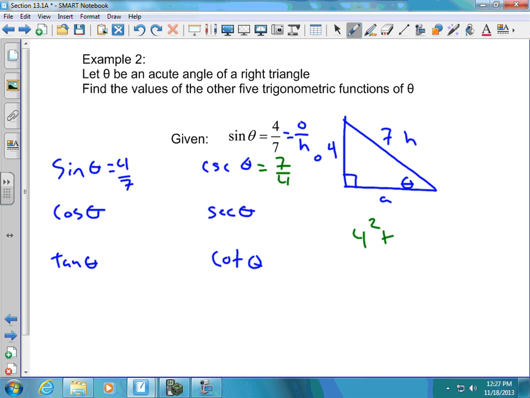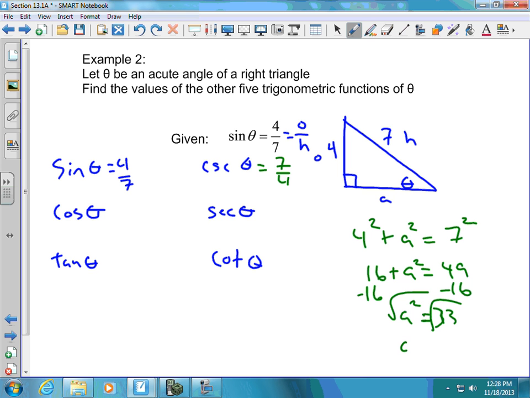4 squared plus a squared equals 7 squared. Remember, 7 is the hypotenuse, so it has to go in for c. When we solve this, we get 16 plus a squared equals 49. Subtract 16 from both sides, we get a squared equals 33. To solve the equation for a, we square root both sides. I don't think the square root of 33 can be broken down by any perfect squares. So a equals the square root of 33.